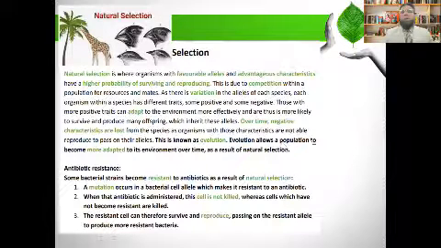Evolution allows a population to become more adapted to its environment over time as a result of natural selection. Now here we are going to take an example of natural selection. For example, see here, antibiotic resistance.